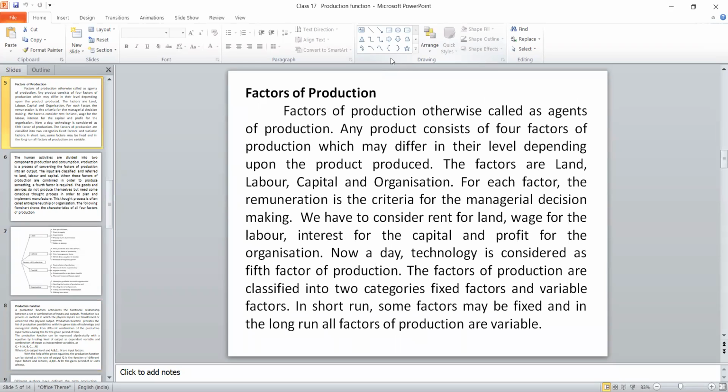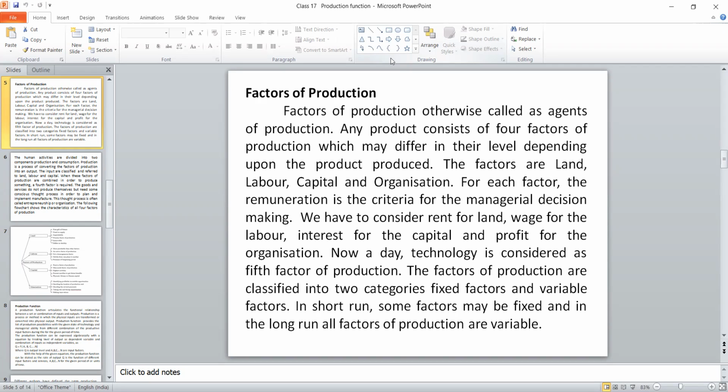So how is all this production coming? From the factors of production. Factors of production means the agents of production. Any product consists of four factors. As I already said, the factors are land, labor, capital, and organization. For each factor, the remuneration criteria for the manager's decision making is different. Why? Because for land, we are paying the rent. For the laborer, we have to pay the wage. Similarly, for the investment, the remuneration is the interest. And for entrepreneurship or organization, profit will be the remuneration.